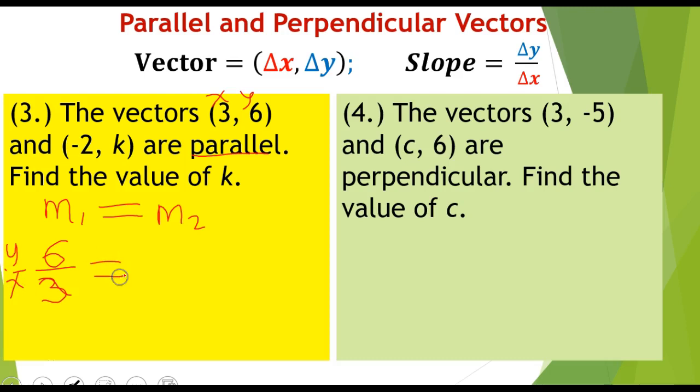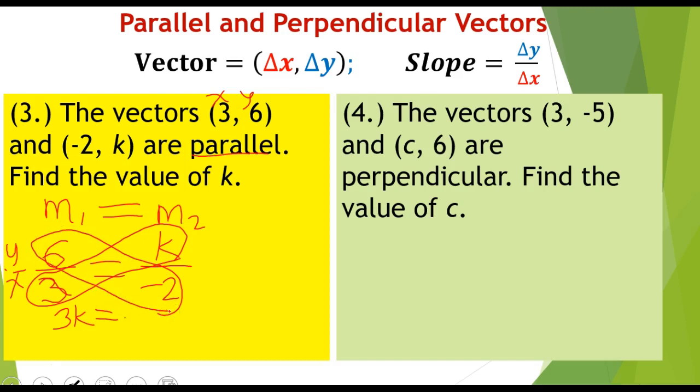Okay, so 3 over 6 is going to be k over y, and negative 2 is the x. So once we have this proportion, we can cross multiply and we get 3k is equal to the product of the other one, negative 12. So if we solve for k, dividing both sides by 3, we'll get negative 4. So k will be negative 4.